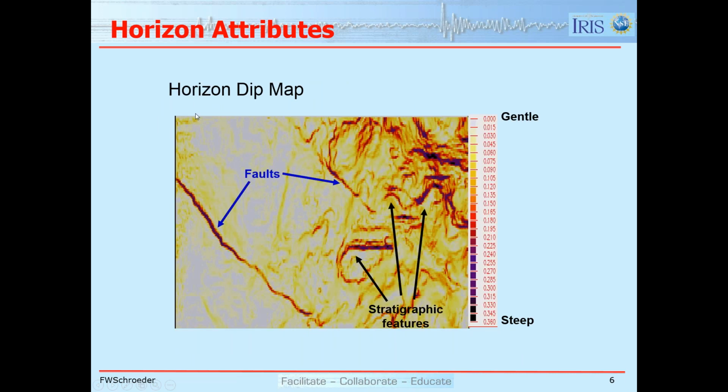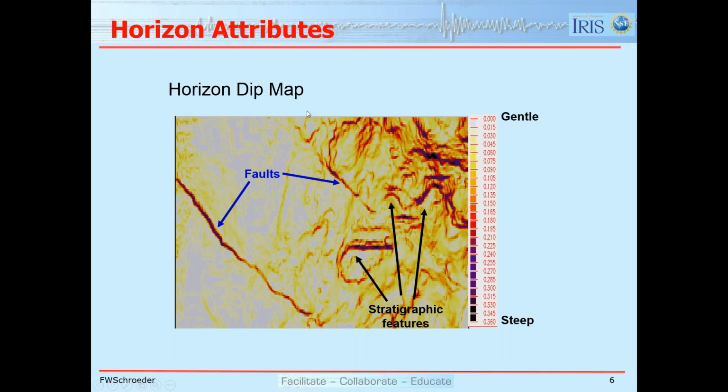Here's an example. This is a map view. It's the attribute horizon dip. The dips that are gentle would be in the lighter to yellow to orange, and the dips that are steeper are in the purples and the blacks. You can see a lineation here of high dip, and the units on this would be X number of milliseconds per trace spacing unit.